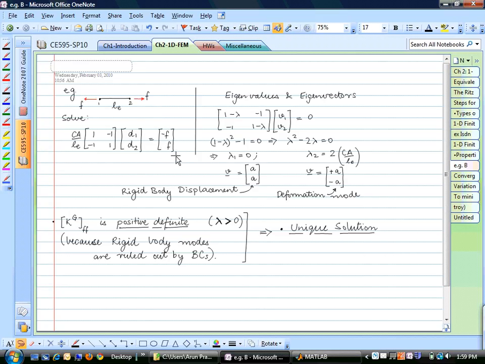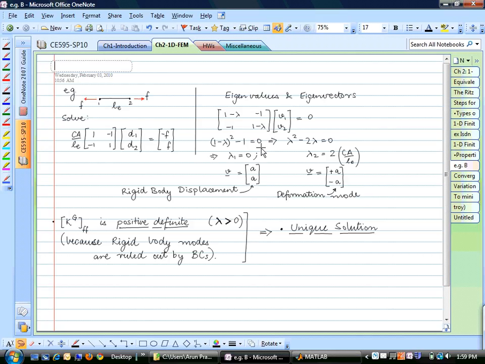So if I try to solve this matrix equation, in this particular case, I cannot find D1 and D2 uniquely. The reason is that if you try to calculate the eigenvalues, you take the same matrix minus lambda times I, and you are trying to solve for lambda and the eigenvectors. So we said that the determinant of A minus lambda I should be 0.